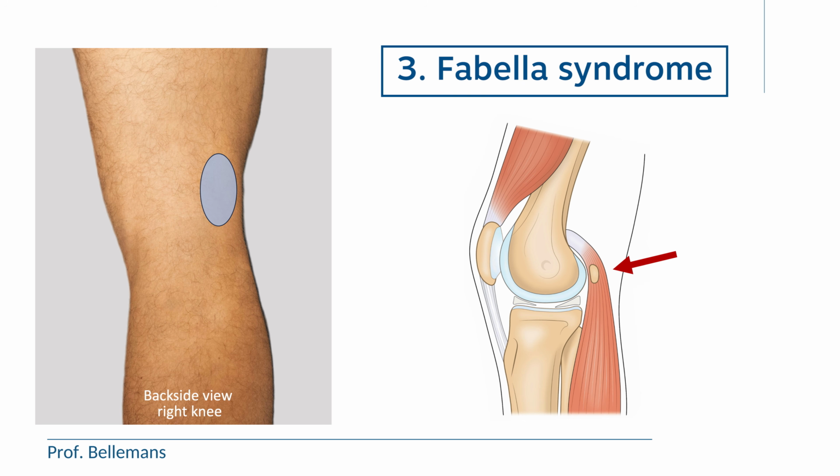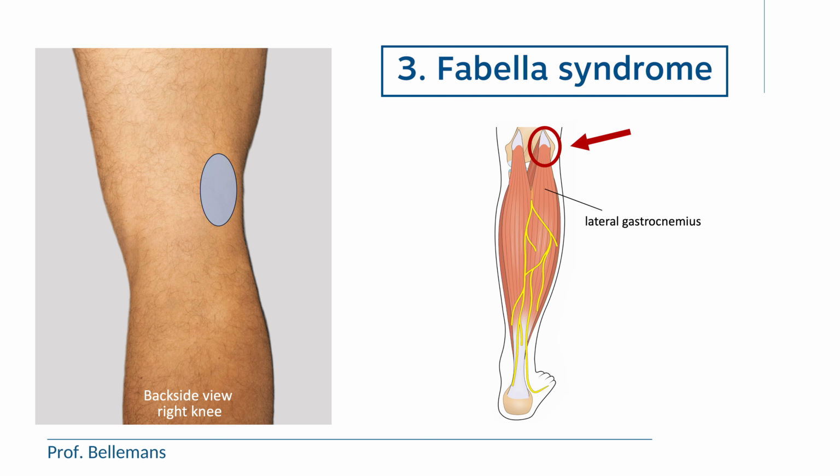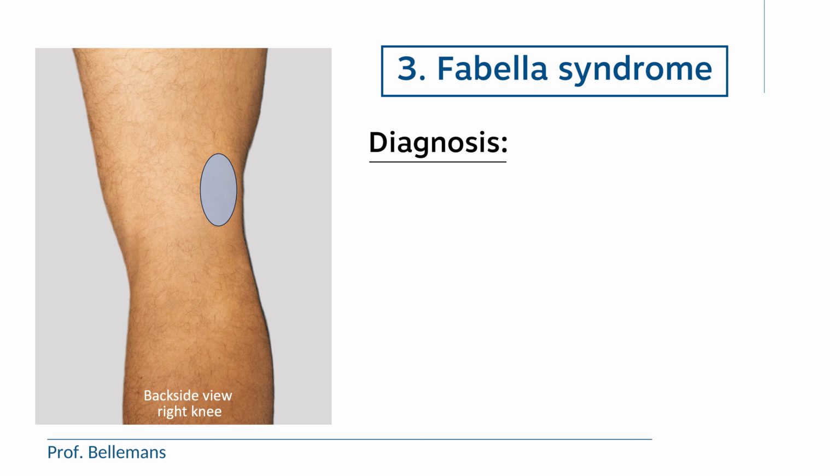3. Fabella syndrome. A fabella is an extra bone that is present in about 30% of the population and which can be a source of pain because of local irritation. When present, it is always located on the lateral side in the head of the lateral gastrocnemius muscle, so the pain spot is very typical. The diagnosis is easily confirmed with an MRI or ultrasound.